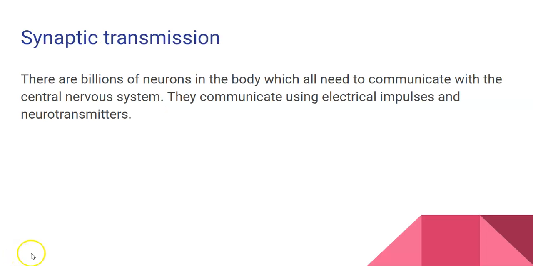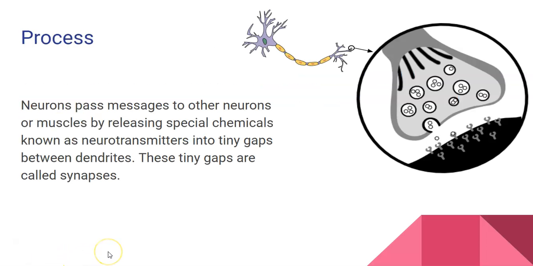So synaptic transmission, you've got to think there's billions of neurons around your body and they've all got to try and communicate with each other. And they do this using electrical impulses and neurotransmitters. So you can see in this image the little axon terminals, the terminal buttons, they want to communicate with another neuron. And they do this by passing neurotransmitters across a synapse.